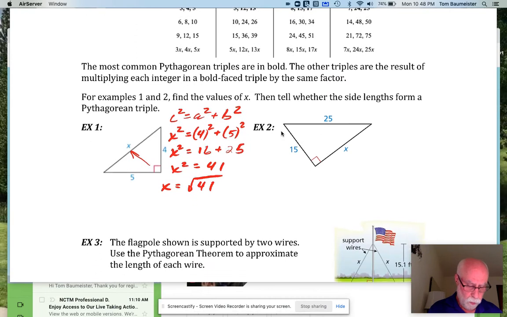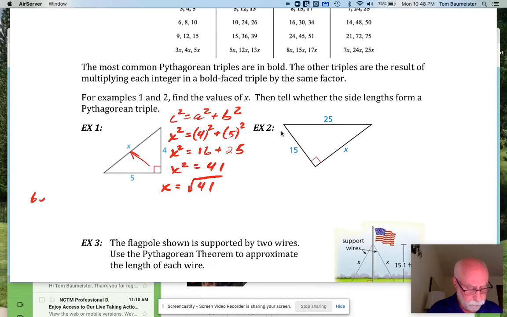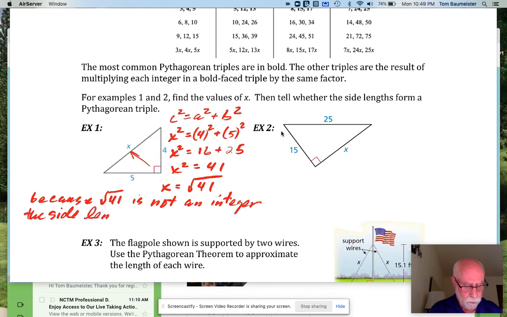So what we can state here is because the square root of 41 is not an integer, the side lengths do not form a Pythagorean triple.